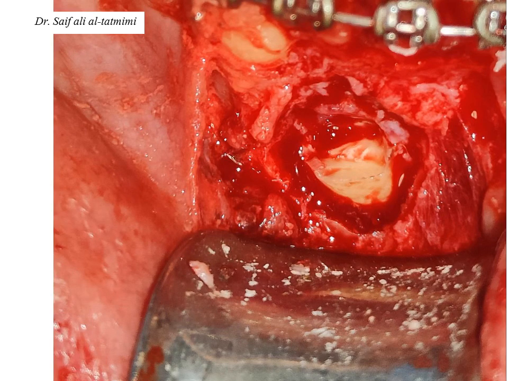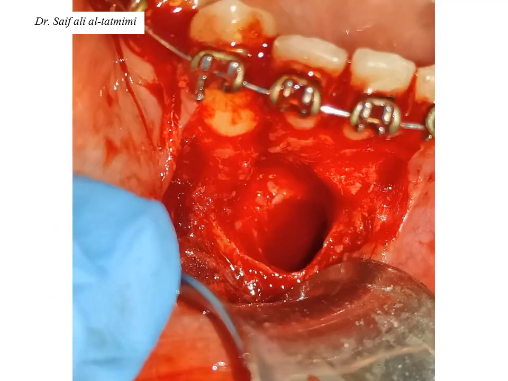This is the photo after separation of the crown from the root. From now on, it's straightforward as the tooth is already mobile. Inserting an elevator adjacent to the tooth will luxate it and extract it very easily.